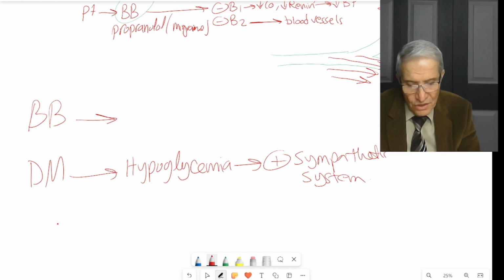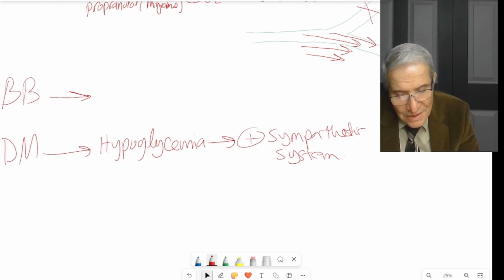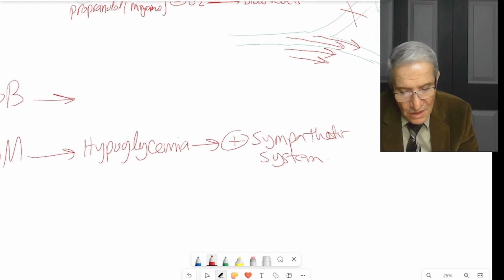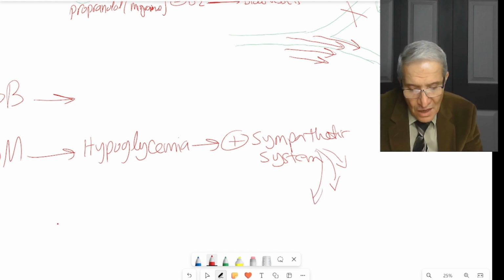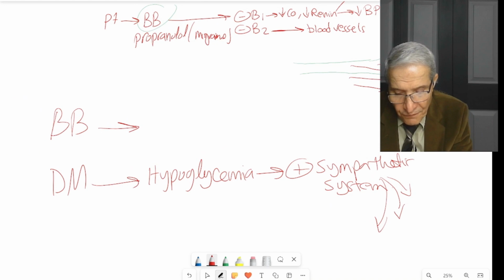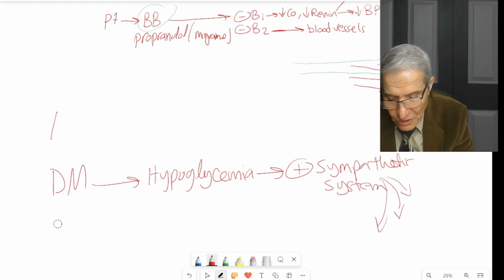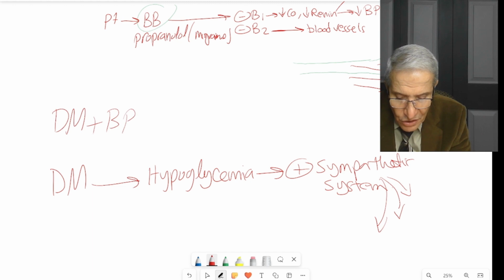The heart rate will be increased. All these are considered warning symptoms. So we have warning symptoms of palpitation, tremors, and sweating. If the patient, for example, takes beta blockers, you prescribe a beta blocker to the patient. So you have a diabetic patient who comes to the clinic and you prescribe a beta blocker to treat hypertension.